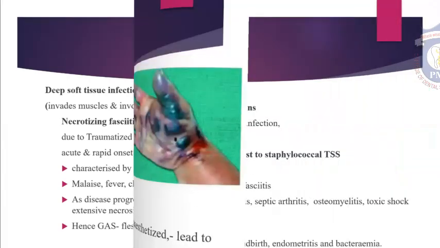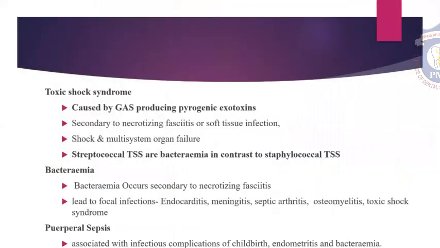The next clinical manifestation under suppurative complications is toxic shock syndrome. This is also caused by group A Streptococcus producing pyrogenic exotoxins. These are secondary to necrotizing fasciitis or soft tissue infection. This produces shock and multi-system organ failure. Streptococcal toxic shock syndrome is bacteremic, in contrast to staphylococcal toxic shock syndrome.